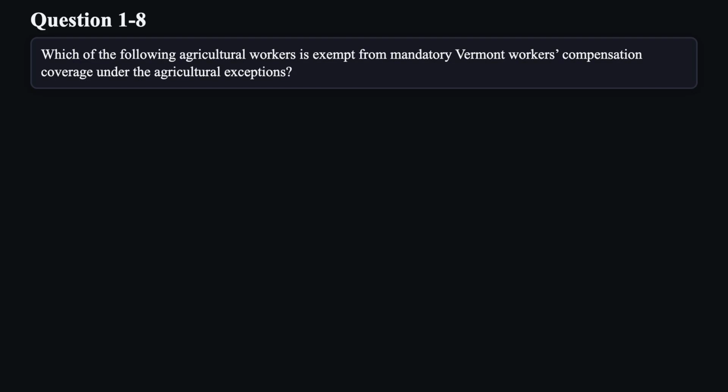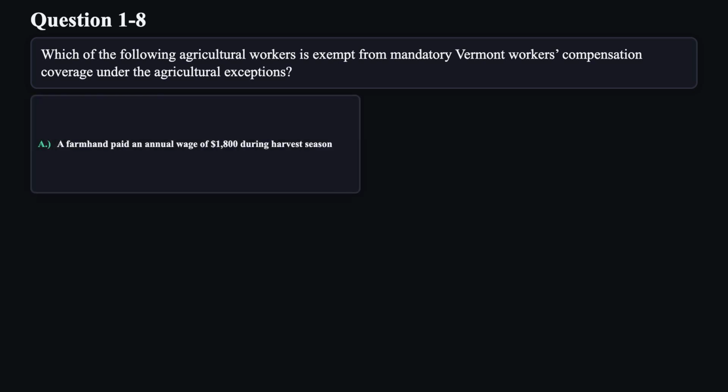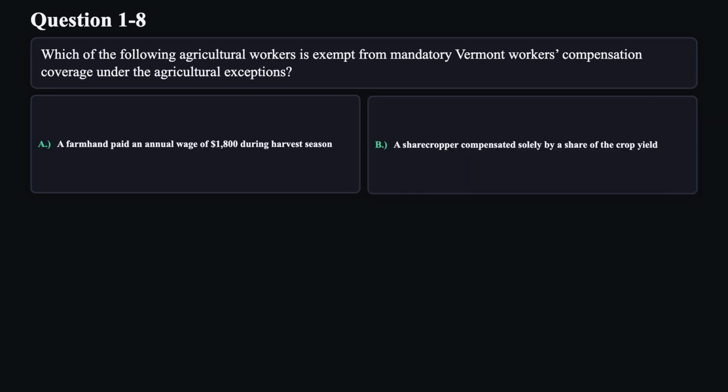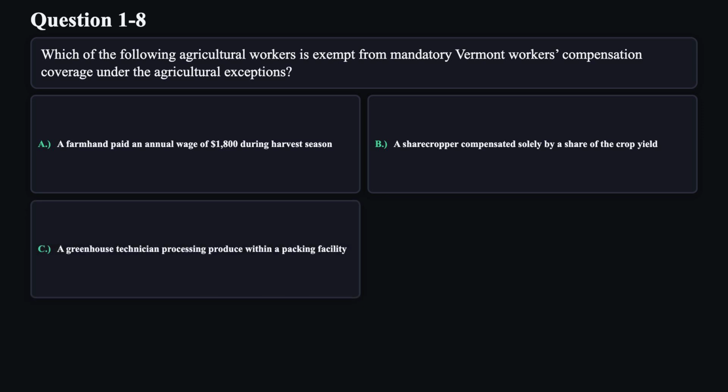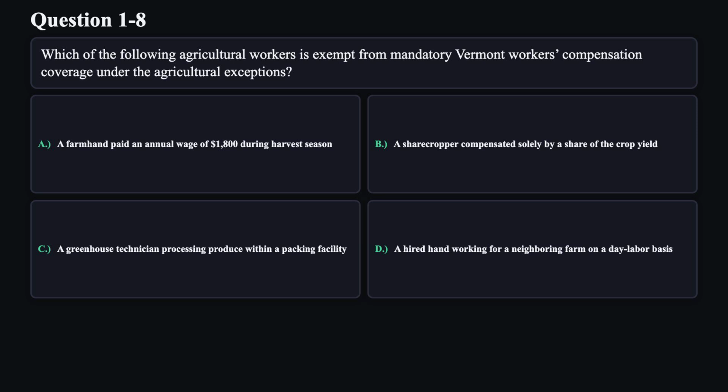Question 8. Which of the following agricultural workers is exempt from mandatory Vermont workers' compensation coverage under the agricultural exceptions? A. A farmhand paid an annual wage of $1,800 during harvest season. B. A sharecropper compensated solely by a share of the crop yield. C. A greenhouse technician processing produce within a packing facility. D. A hired hand working for a neighboring farm on a day labor basis.